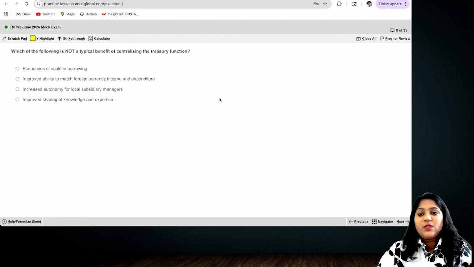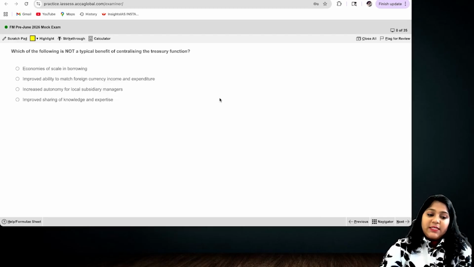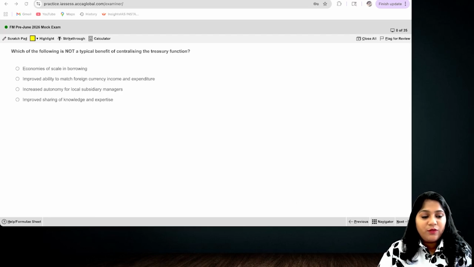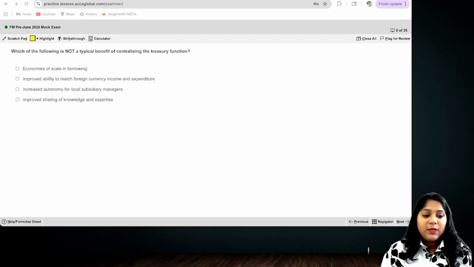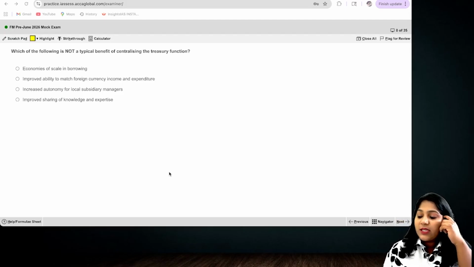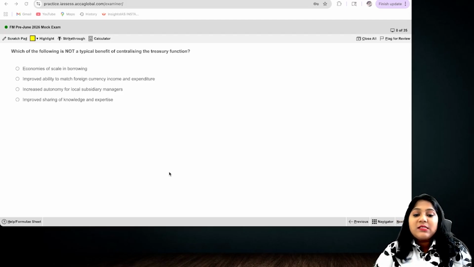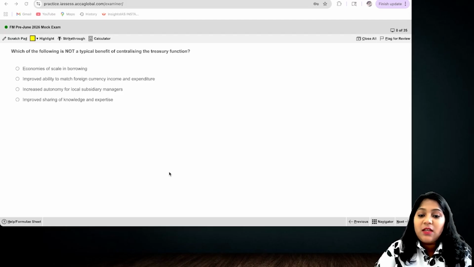What does the next question say? Which of the following is not a typical benefit of centralizing the treasury function? See guys, the treasury function is like the cash function of the organization. I want one department that can take care of everything instead of multiple departments. Economies of scale and borrowing means ultimately I want to make a lesser interest cost. If you have one department, they have better negotiation skills, and they'll end up getting lower interest, where economies of scale are achieved.